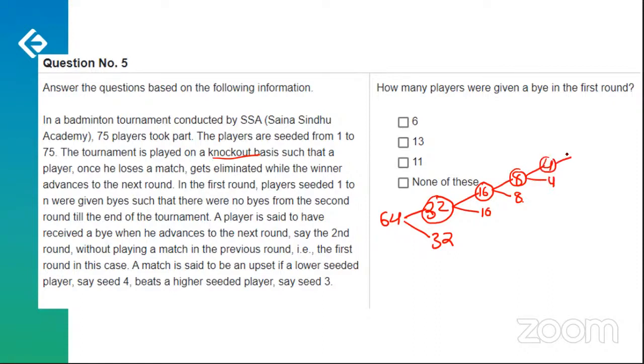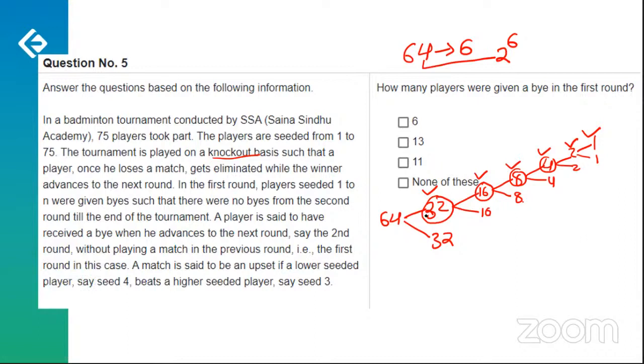Then again 2 and 2, and after that 1 and 1. So guys, 1, 2, 3, 4, 5, 6. When there are 64 teams, how many rounds? 6 rounds. Can you see this 64 is 2 to the power 6?